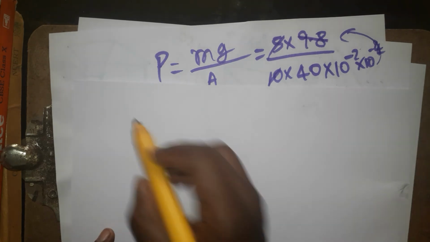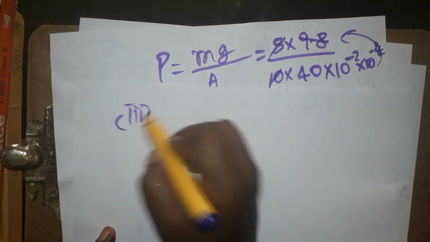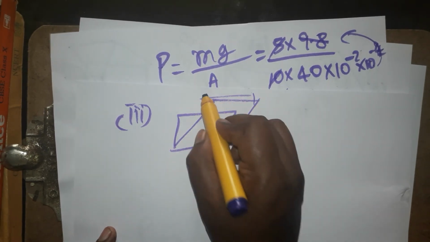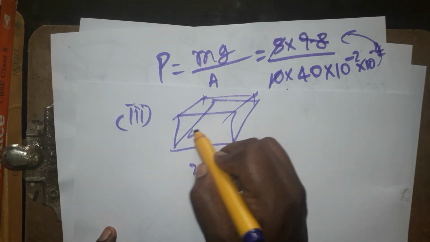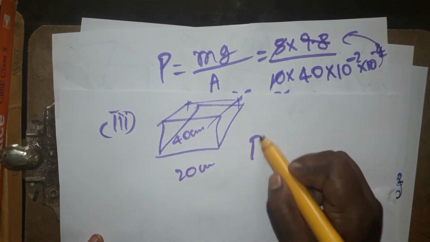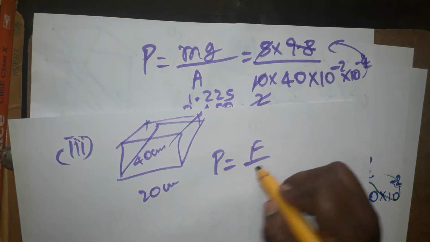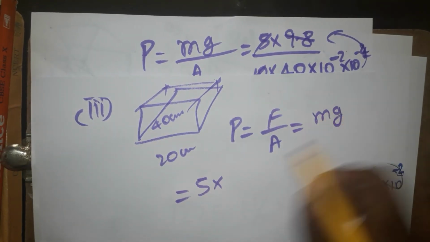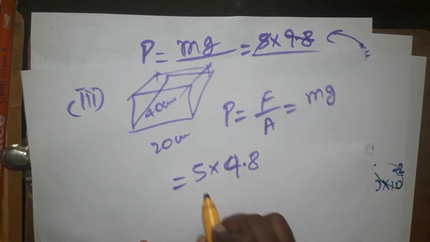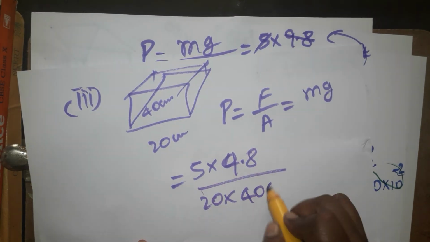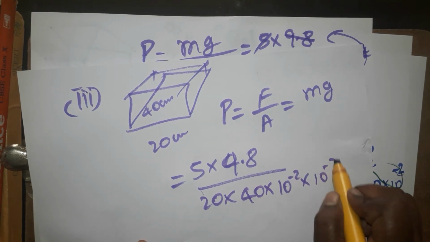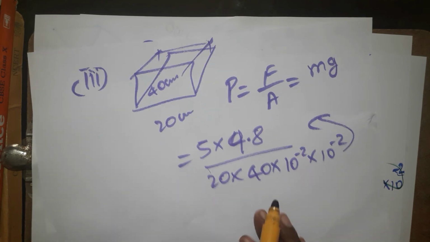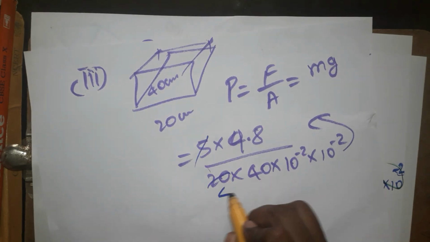Okay, third case I will do. For example, I will do all the cases, 2 cases already we did. The third case I have taken the area as 20 into 40 centimeter. Now what is the pressure? Pressure is equal to force per unit area. Force is how much? 5 into mg, 5 into 9.8. Area is how much? 20 into 40 into 10 power minus 2 into 10 power minus 2. This you can take as numerator, 10 power plus 2 and plus 4 will come in the numerator. So this will become 4 times.